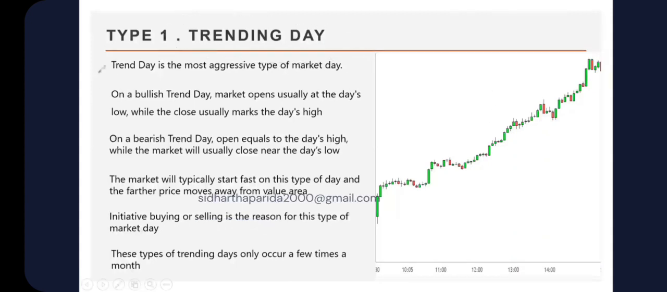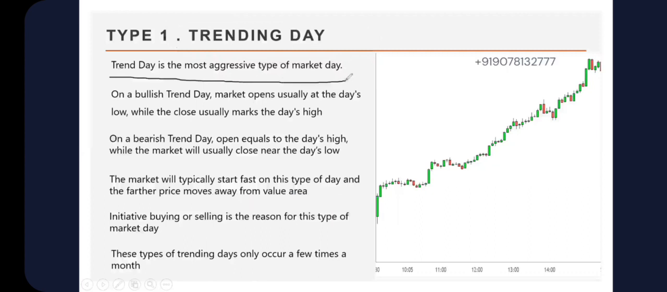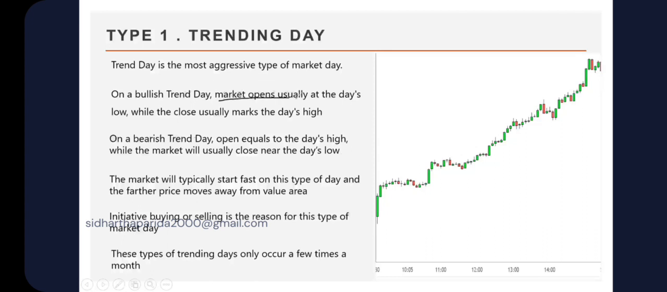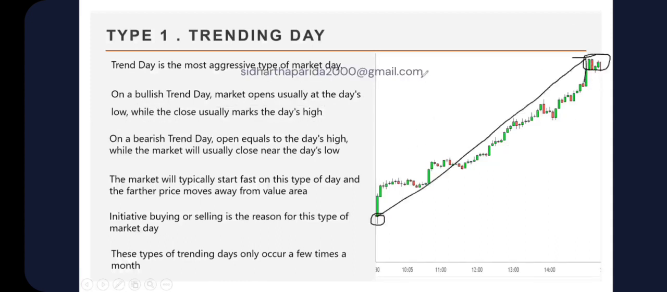And the first type of day is called the trending day. Trend day is the most aggressive type of the market. The trending day can be a bullish trend day or a bearish trend day. On a bullish trend day, the market opens usually at the day's low, while it closes usually at the day's high. It opens at the day's low and closes at the day's high. That is called a bullish trending day.